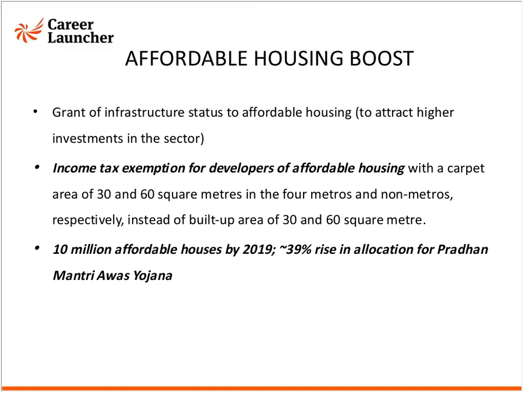The second important thing with respect to affordable housing is income tax exemption for developers of affordable housing with a carpet area of 30 and 60 square meters in metros and non-metros respectively, instead of built up area of 30 and 60 square meters. So the major change here is that the government defined affordable housing earlier on 30 and 60 square meter built up area. They have now changed it to carpet area.